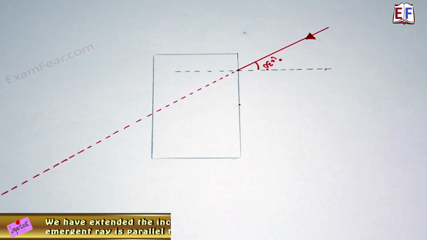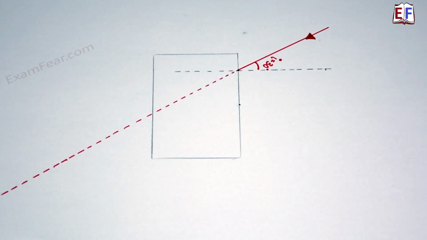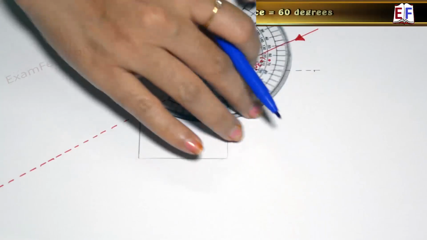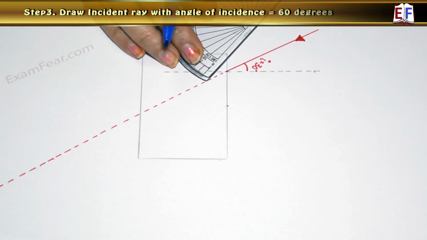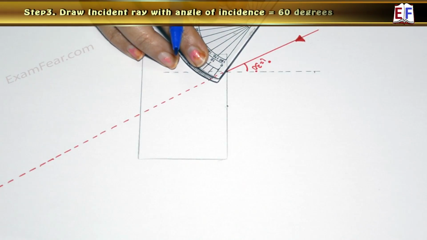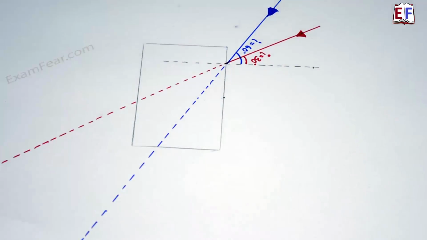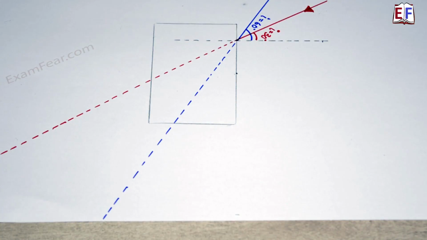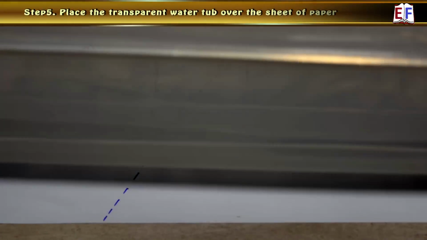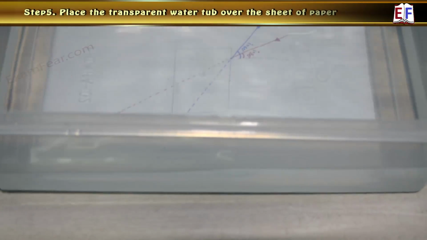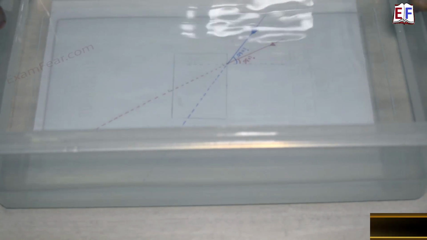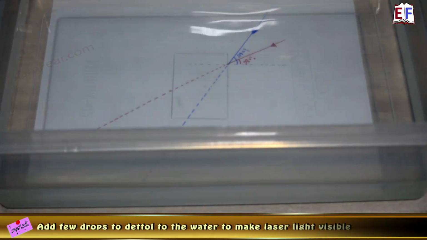Okay, let's draw another incident ray so that when we perform this experiment with laser light, we can compare it for different values of angle of incidence. So now we have taken the angle of incidence as 60 degrees. Here also we will do the same thing. So now we have our incident rays in place. We take a transparent container with water. In fact, this water contains a few drops of Dettol solution.